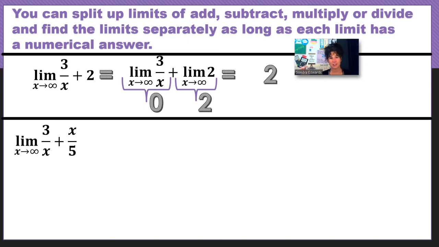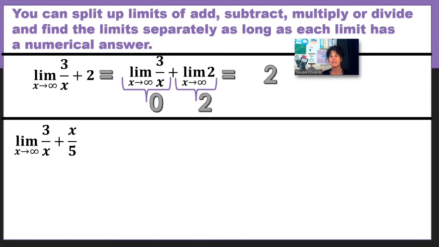A warning if you're using these properties. If you pull things apart and then at the end you're going to put them back together, you want to make sure that you don't have any indeterminate forms. If you come across indeterminate forms, then these properties do not apply.